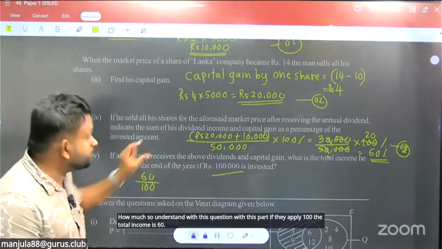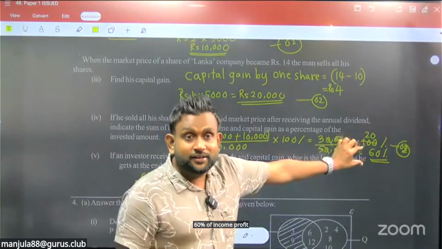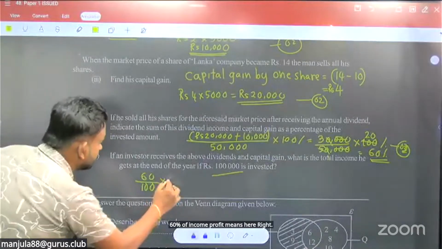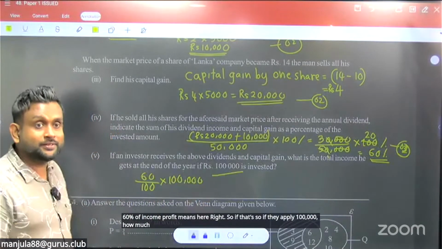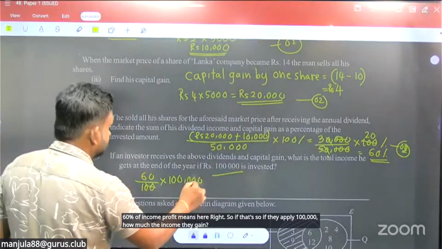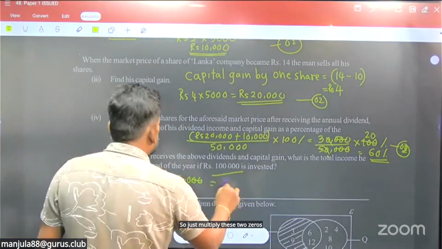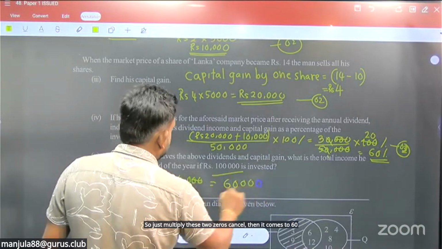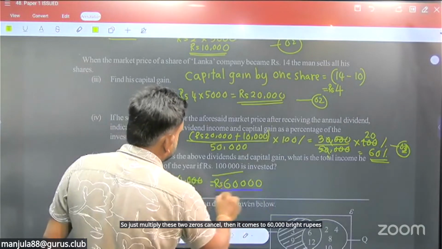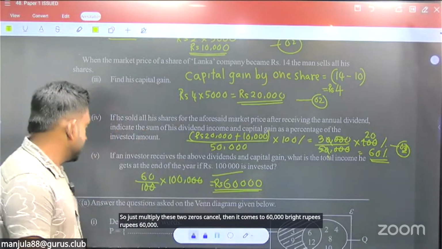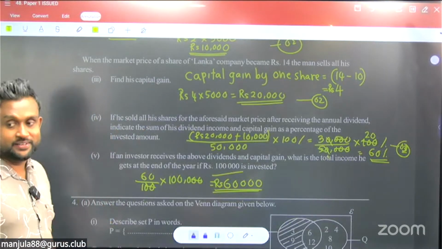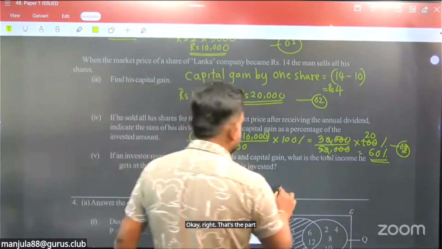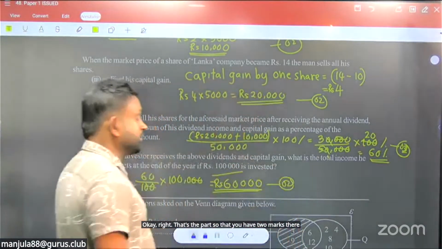60% of income profit means here. Right. So if they apply 100,000, how much income do they gain? Just multiply, these 2 zeros cancel, then it comes to 60,000 rupees. Okay, rupees 60,000. Right, that's the part. So you have 2 marks there, 60,000. Very good.